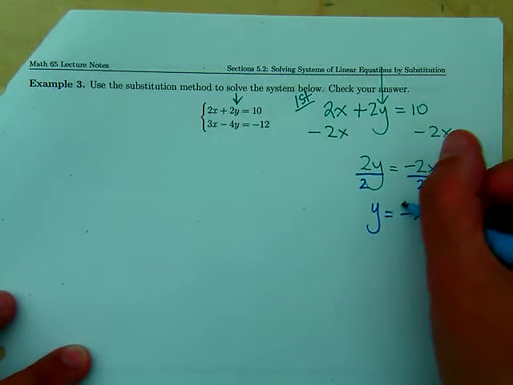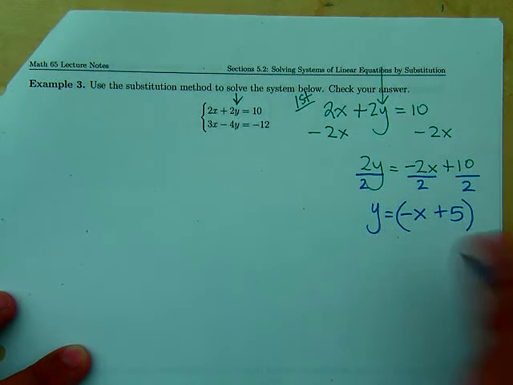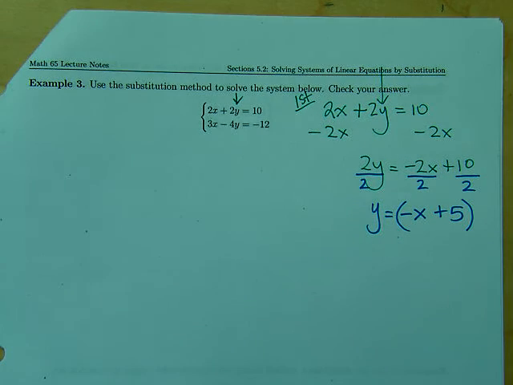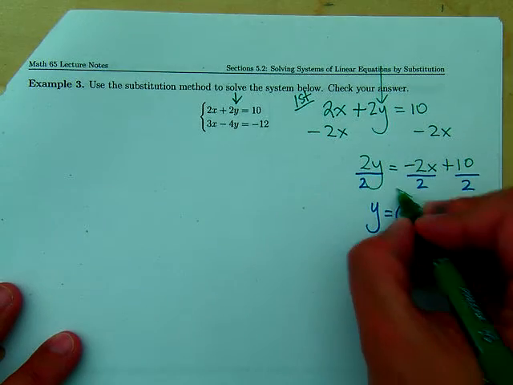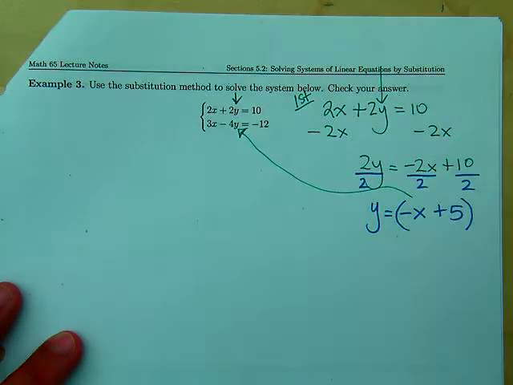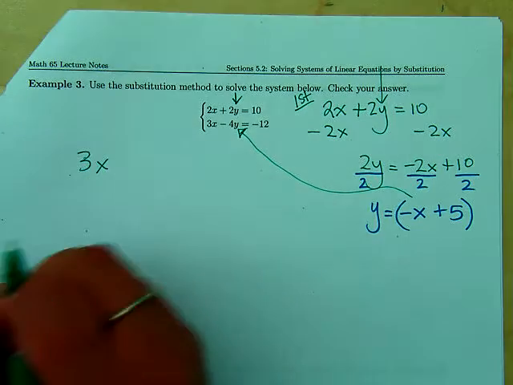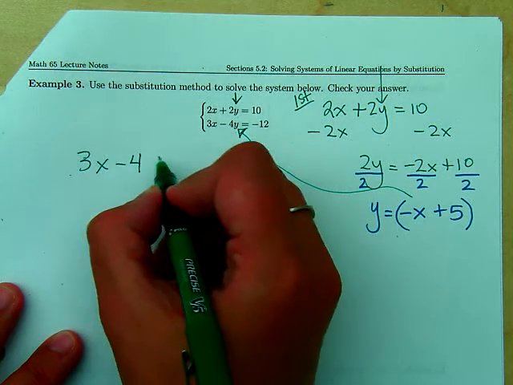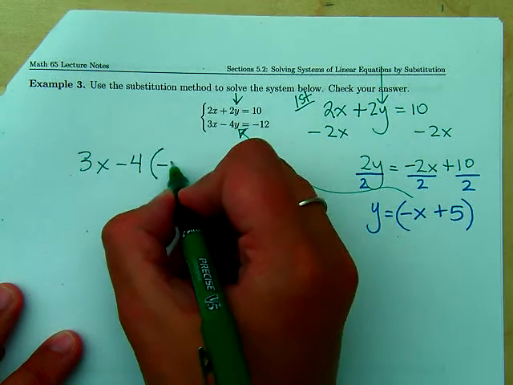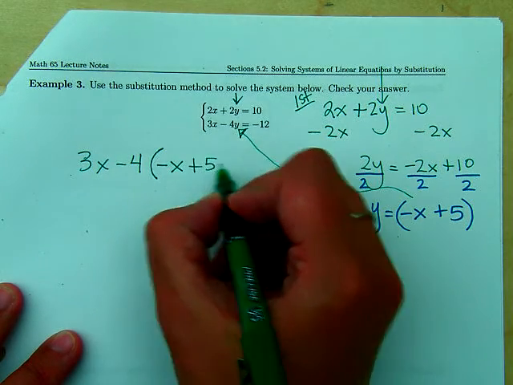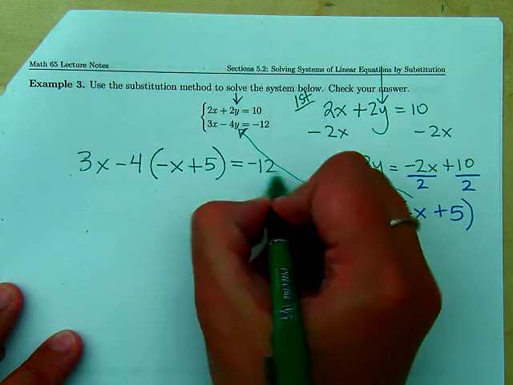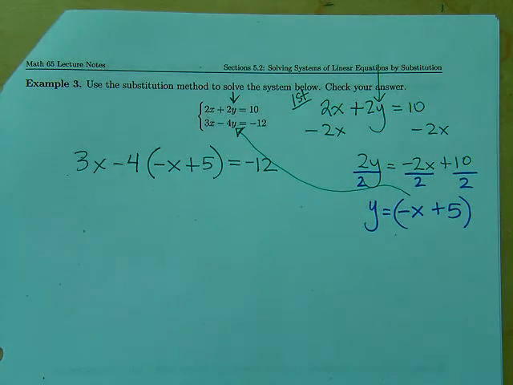And when you substitute now, since y is equal to negative x plus 5, they're equal to each other. You're going to substitute that in right here for y. It has to get substituted into the second equation. And that's going to look like this: 3x minus 4 times negative x plus 5 equals negative 12. Do you see that substitution step? Does everybody understand how that worked?